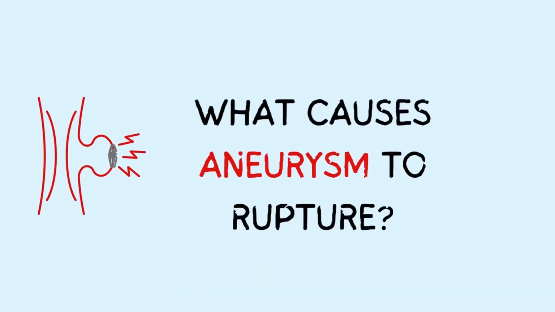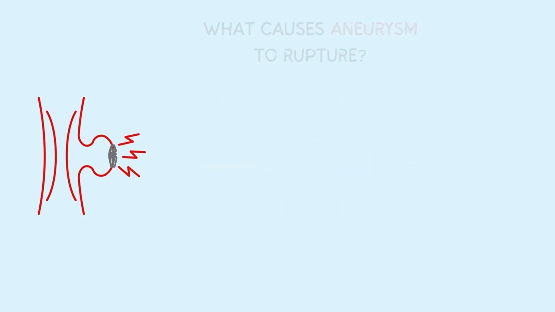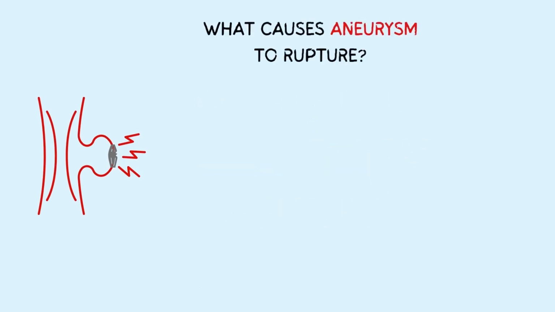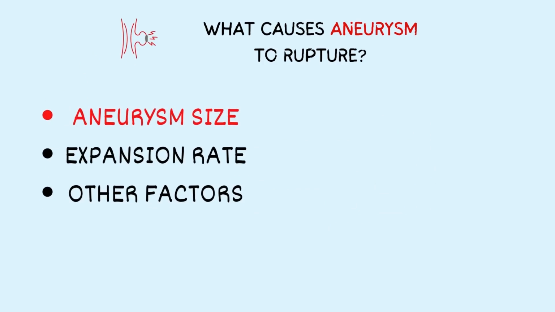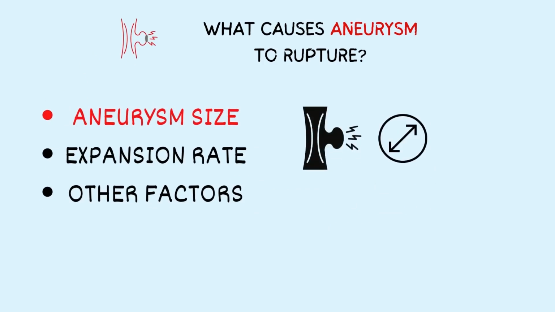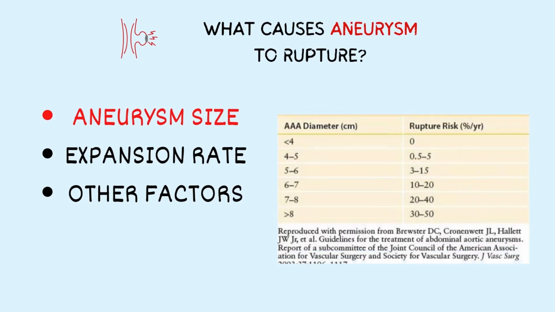Now, what causes these aneurysms to rupture? A lot of factors increase the risk of an aneurysm rupturing, including aneurysm size, expansion rate, and gender. First, aneurysm size. The diameter of an aneurysm plays a significant role in predicting the risk of rupture, with the risk rising markedly as the diameter of an aneurysm increases.